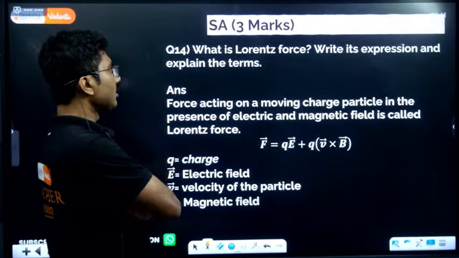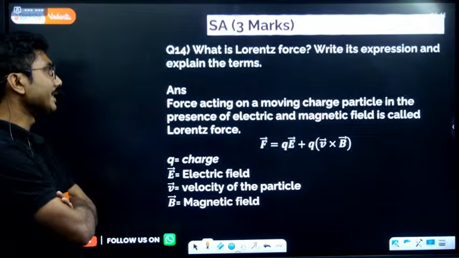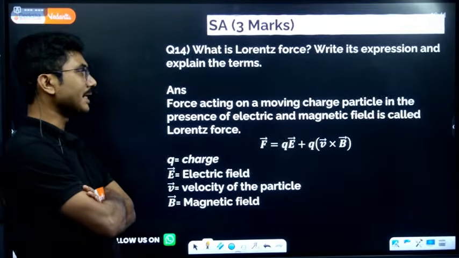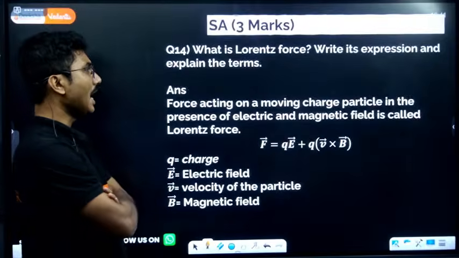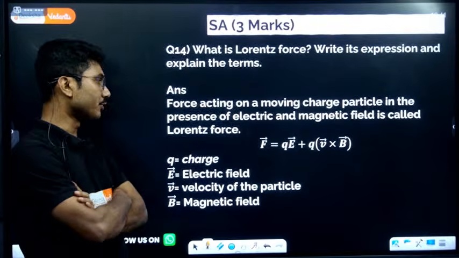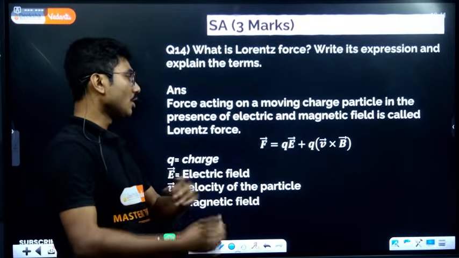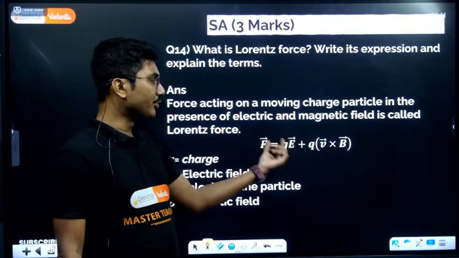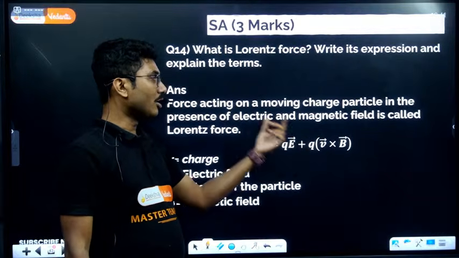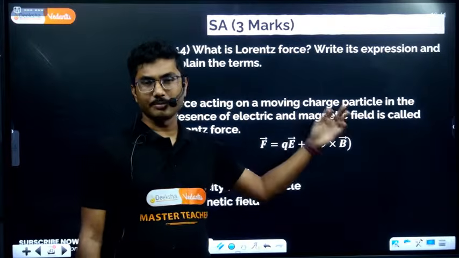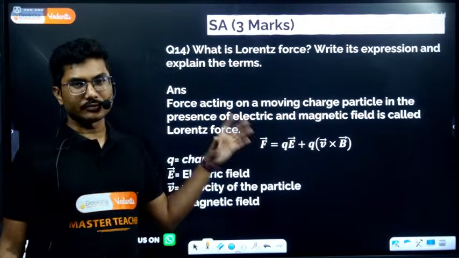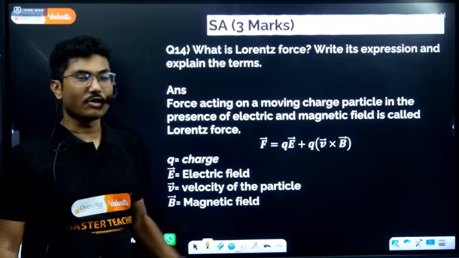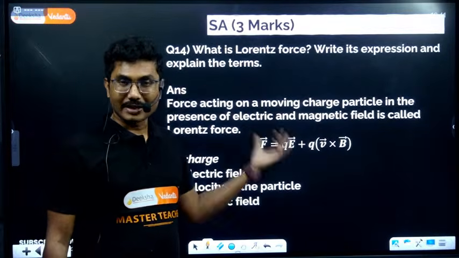Next, what is Lorentz force? Write its expression and explain the terms. Force acting on a moving charged particle in the presence of electric field and magnetic field is called Lorentz force. Lorentz force has two components: one is the electric component, one is the magnetic component. So the electric component is qE, and the magnetic component is q v cross B. Remember, it's a vector quantity. That's why, when you are asked Lorentz force, do not write the scalar form, try to write the vector form itself.